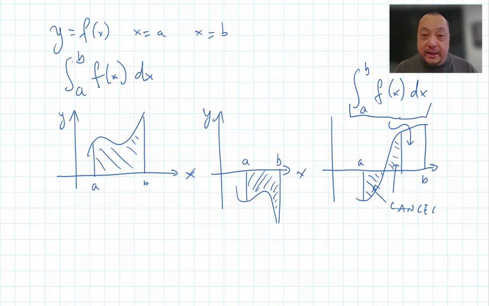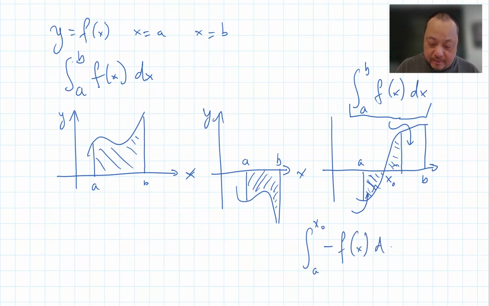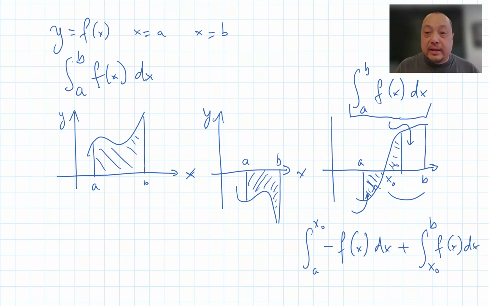So how would you do this correctly? To do this correctly, you have to do this area separately, and that would be from a to some number x naught here that you would have to find out, of this negative area, negative f(x). And then you add this separate area, plus the integral from x naught to b of f(x) dx. That way you get a positive area plus another positive area, and that will give you the area of the whole thing.